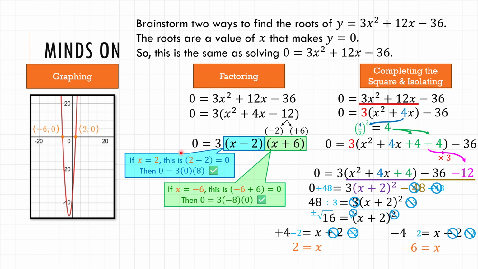And what do you know? We did end up getting the exact same 2 numbers that we would have got from factored form and that we got by graphing it. So this is 3 different ways to solve a quadratic equation.